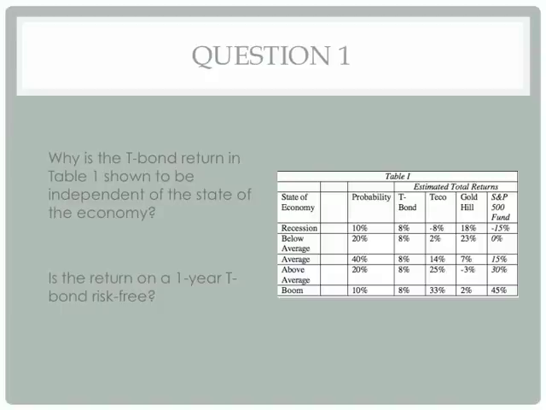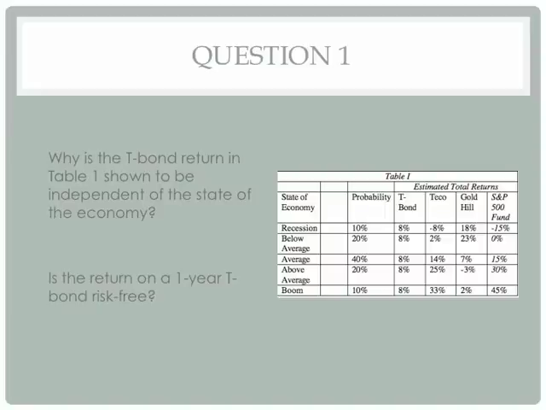Question 1. Why is the T-bond return in Table 1 shown to be independent of the state of the economy? The T-bond is shown to be independent of the state of the economy because they will be redeemed at par value regardless of how the economy is doing. T-bonds are issued by the United States Treasury and the government guarantees the rate of return.